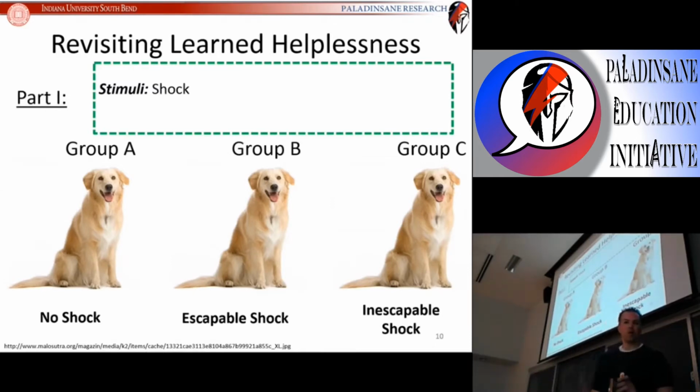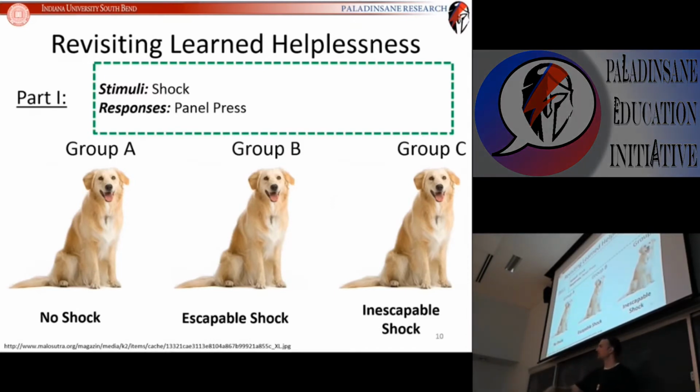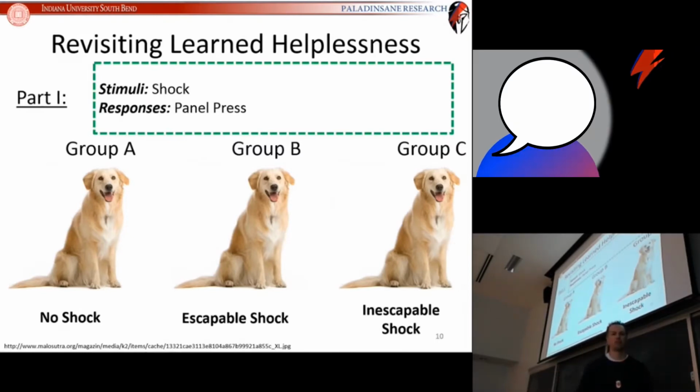And then what was the most salient or measured response? It was the panel press. So that response, that measured behavior, that key behavior was the panel press. And there would have been other behaviors, but that was the specific stimulus and response that they were looking for.